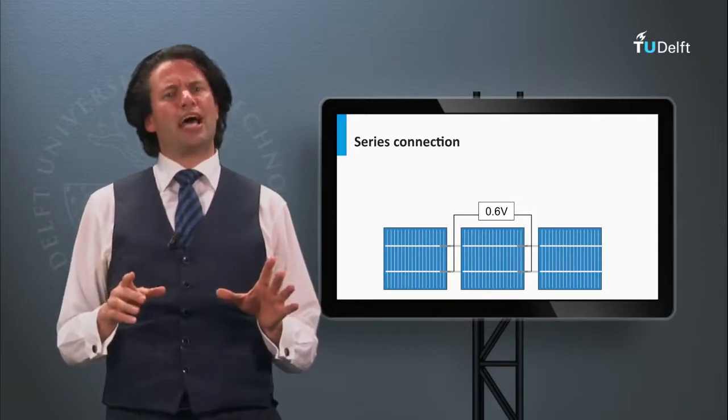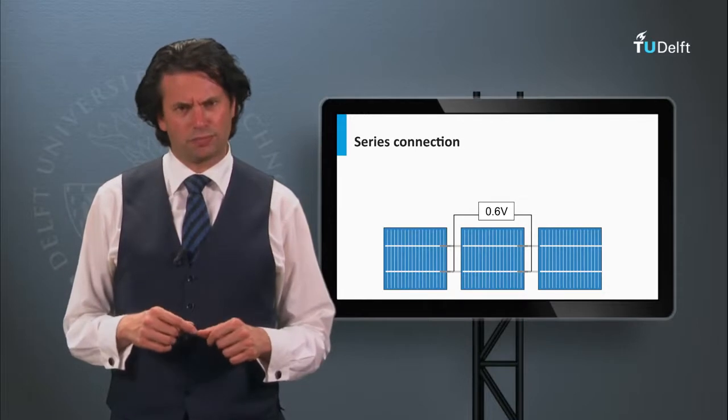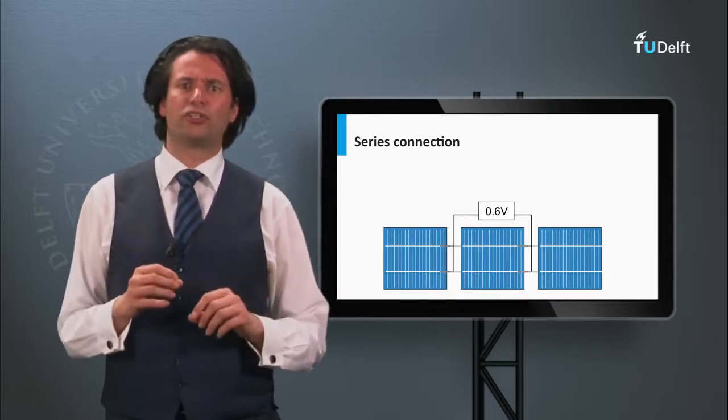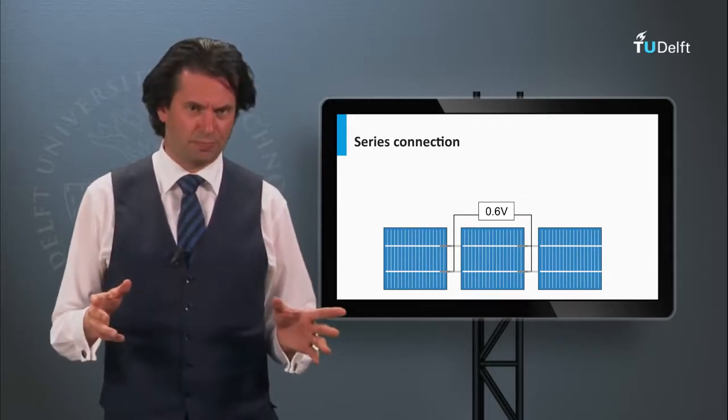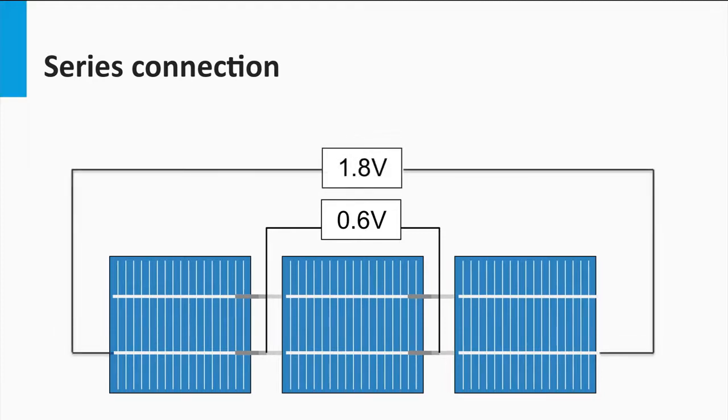Now we look at how we make a solar module out of an ensemble of solar cells. We can connect the solar cells in different ways. First, we have the series connection, as shown in this figure. In a series connection, the voltages add up. It means that if the open circuit voltage of one cell is equal to 0.6 volt, the string of the three cells delivers an open circuit voltage of 1.8 volt.